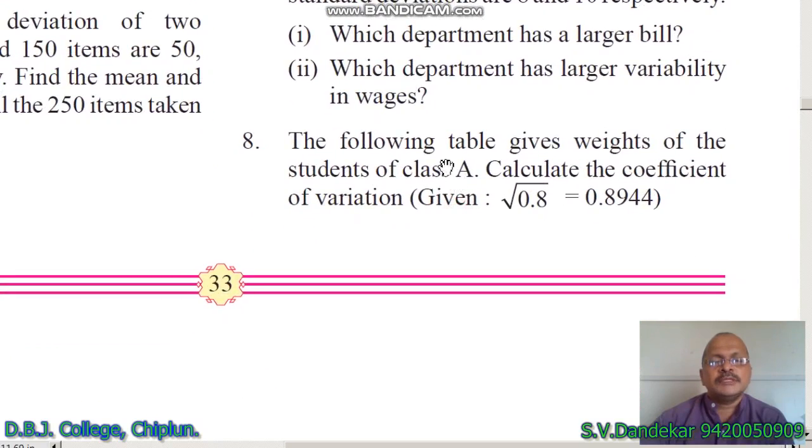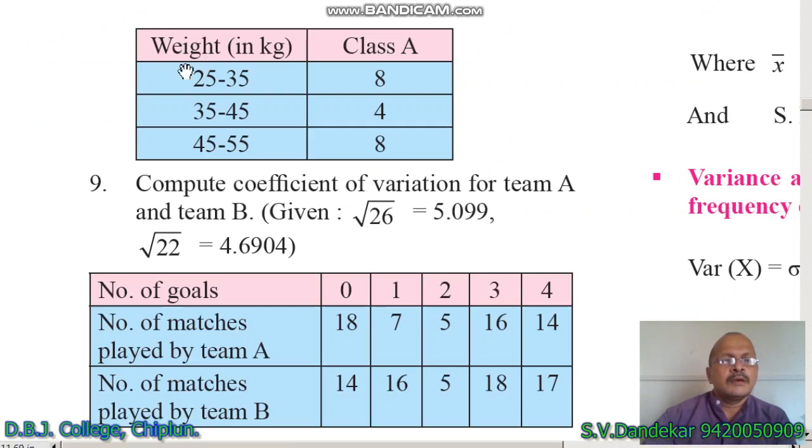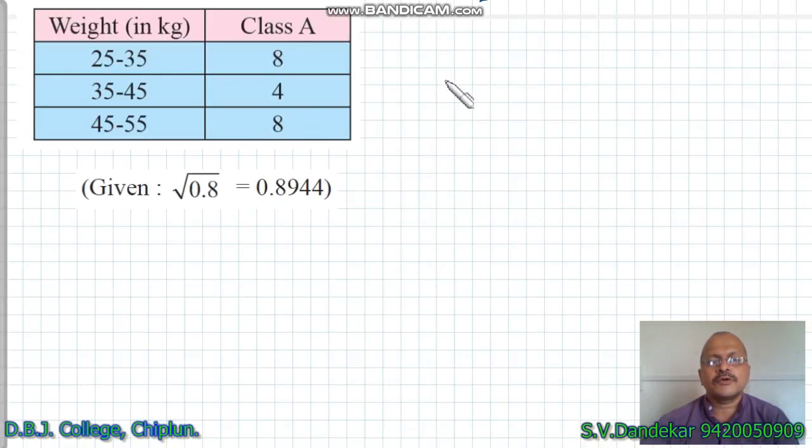The next problem is, the following table gives weights of the students of class A. Calculate the coefficient of variation. Weight in kilogram: 25 to 35, 35 to 45, 45 to 55, class A. Their frequencies are given. Now we have to find out the coefficient of variation. Let us solve this on our board. I have copied the problem on board. Let us solve this.